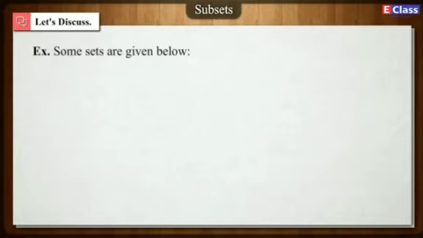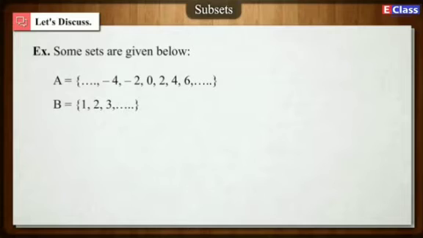2. Some sets are given below. A = {all even numbers before -4, -4, -2, 0, 2, 4, 6, and so on}. B = {1, 2, 3, and so on}.